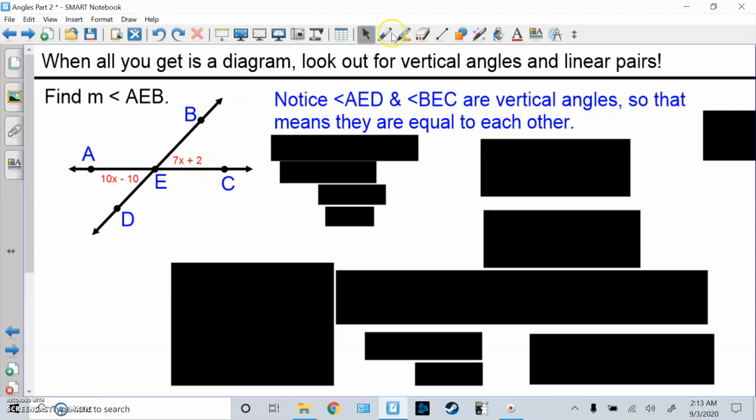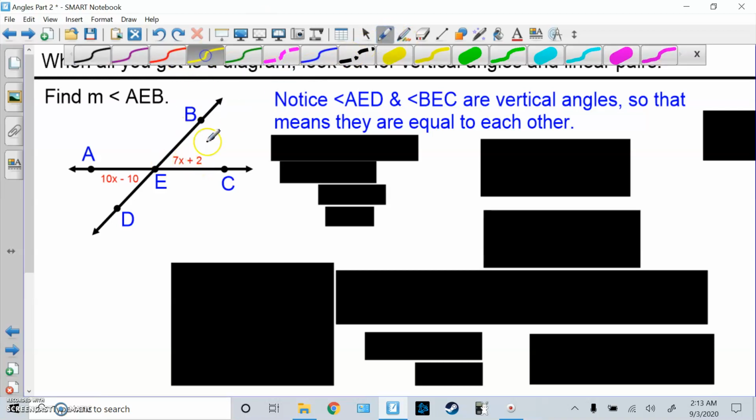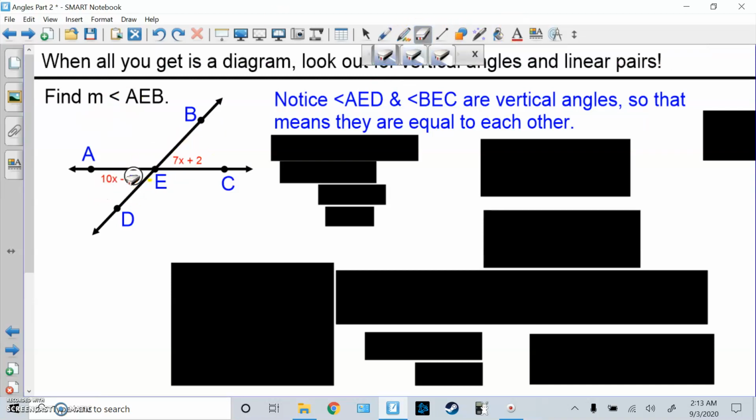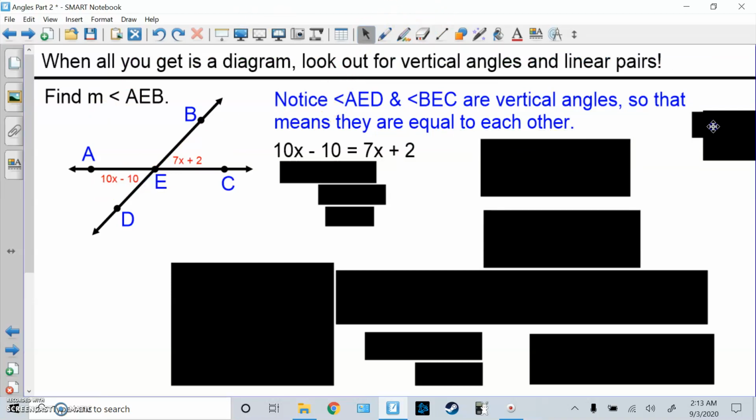That means they're equal to each other. Remember, these are the bow tie angles. So if I had to color it in, they're right across, they're not adjacent. And if I kind of colored it, you could see a bow tie. And it makes a perfect X. Anyways, vertical angles are always equal, so that's my equation. It's kind of like part equals part. So I'm going to say the first thing equals the second thing. So 10x minus 10 equals 7x plus 2.